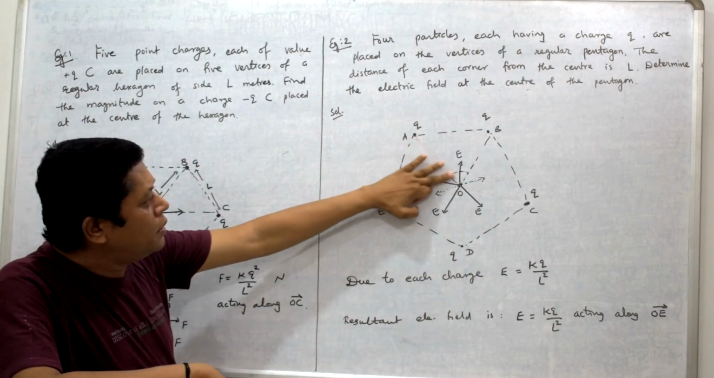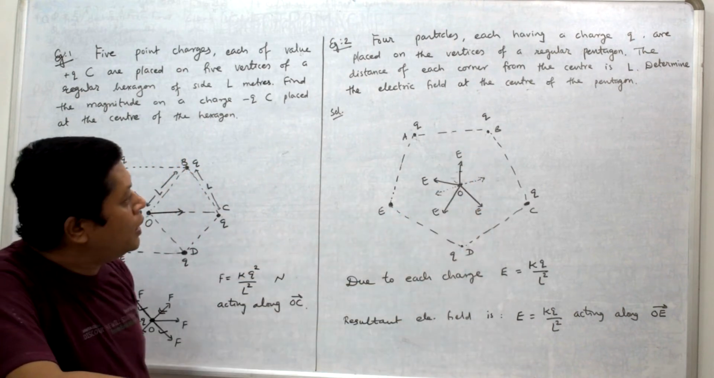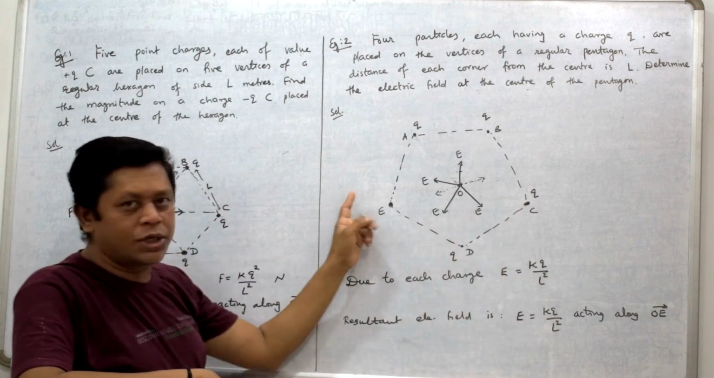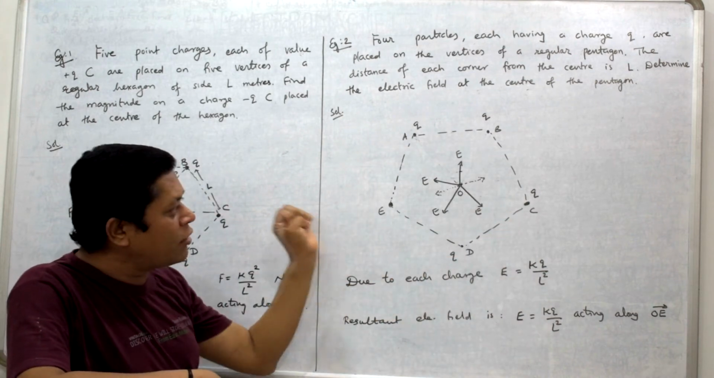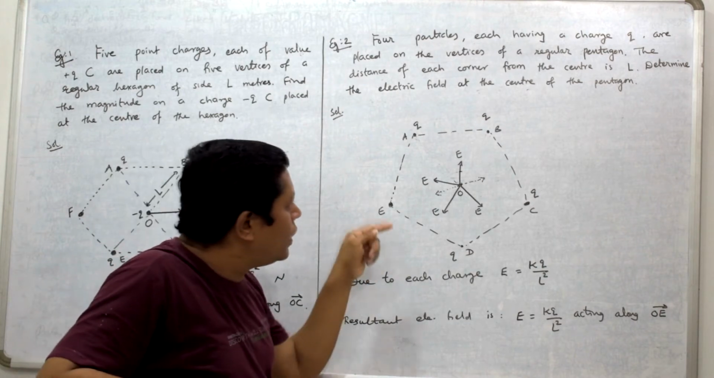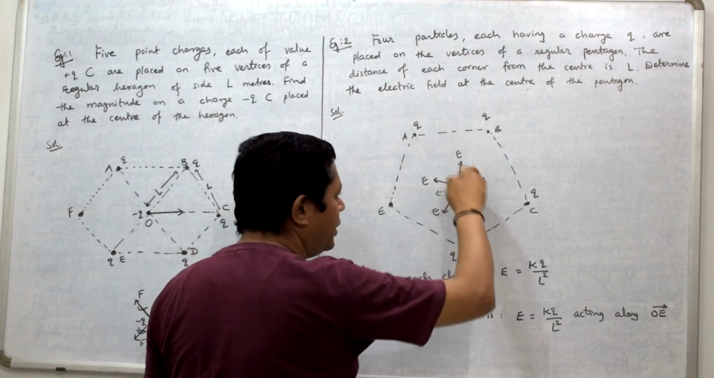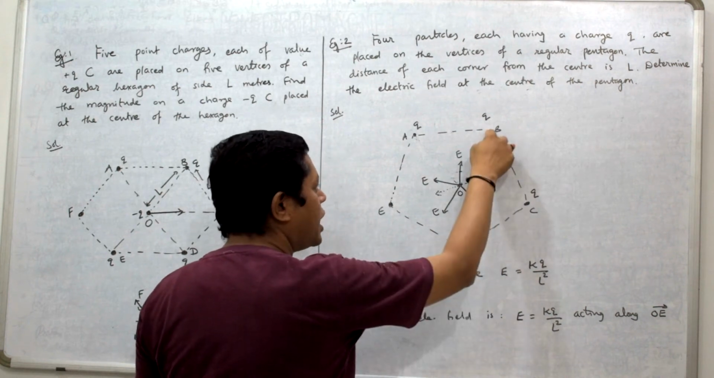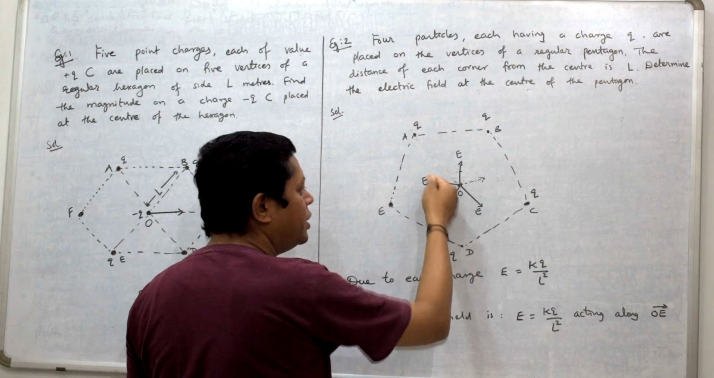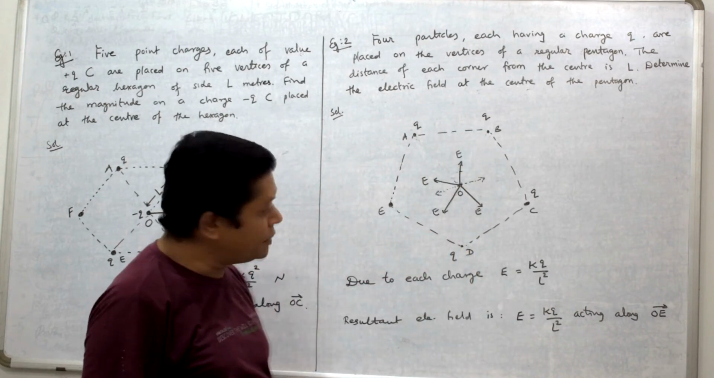Now, if charge q is on all vertices, then there will be 5 electric field values, all in different directions. So due to charge A, the electric field is in this direction. Due to charge B, the electric field is in this direction. Due to charge C, this direction. Due to charge D, this direction. All these are shown with dark lines.